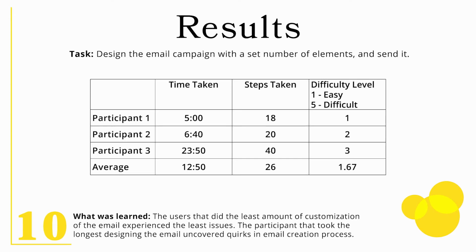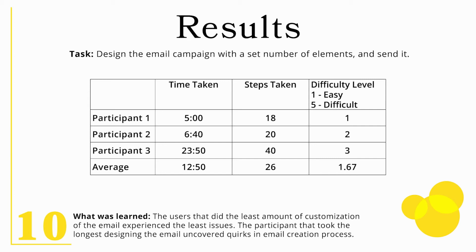Finally, for the results of the third task, which was to design the email campaign with a set number of elements and send it, all three participants were able to do this task successfully. However, participant 3 chose to do a lot more navigating around and playing around with the design elements than the other participants. The other participants just did exactly what was asked, changed out elements, and sent it without really putting too much creative thought into it.